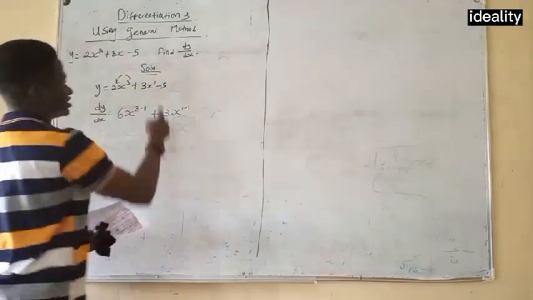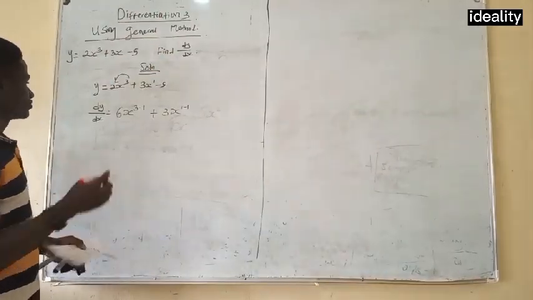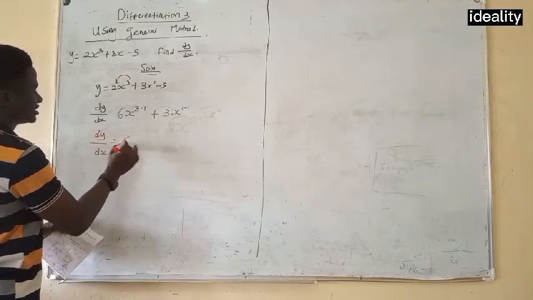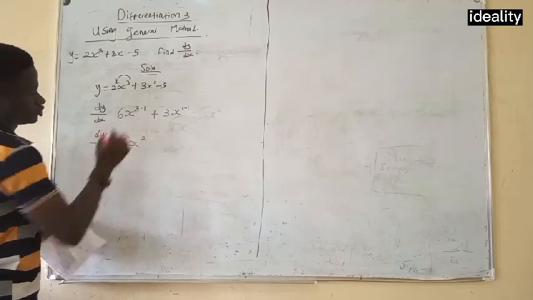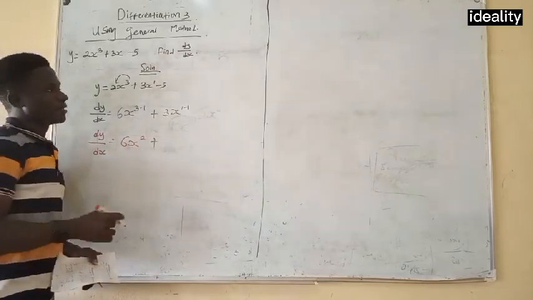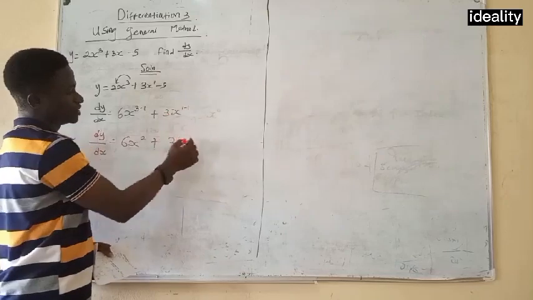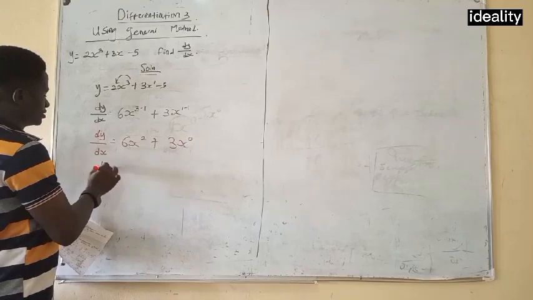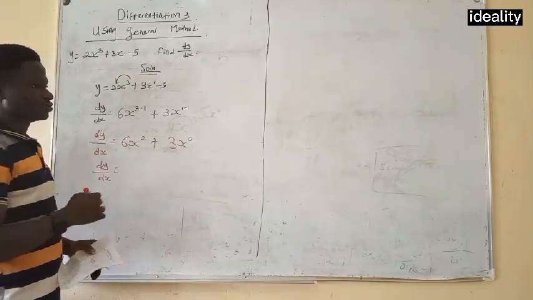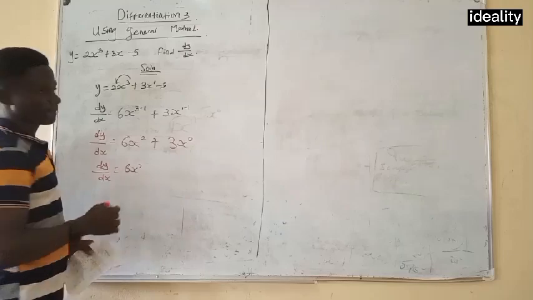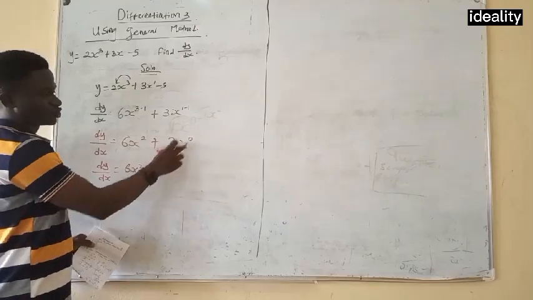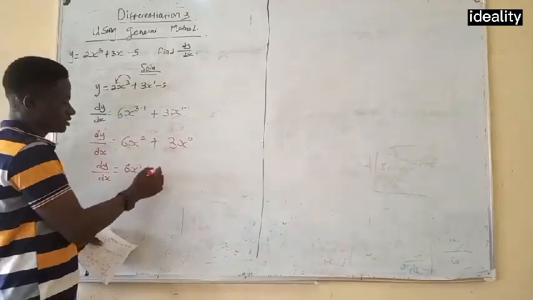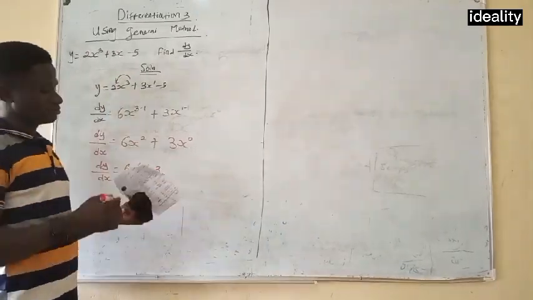So you know when we differentiate this minus 5, we have 0. So leave that out of the equation. So my dy/dx will now be equal to 6x raised to power 3 minus 1, which is 2, plus, now, 3x raised to power 1 minus 1, which is 0. And don't forget that x raised to power 0 is 1. So we have my dy over dx will be equal to 6x squared plus, x raised to power 0 is 1. Anything raised to power 0 is 1. So 3 times 1, 3. This will be my final answer.